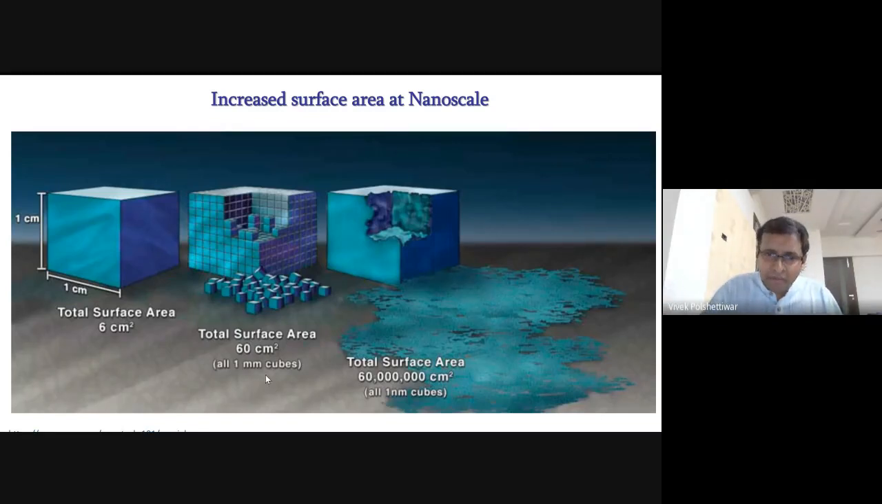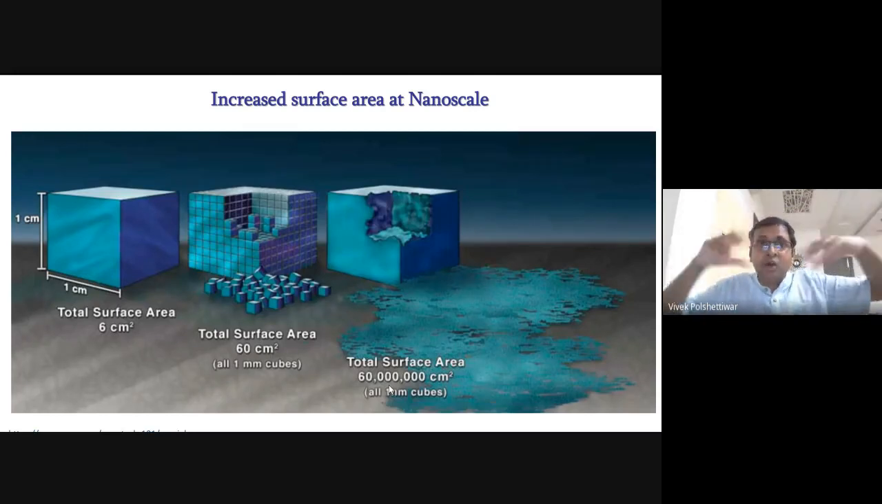But now, if I reduce that 1 mm to 1 nanometer cubes, then see the increase in the surface area. 60 centimeters squared to 60,000 centimeters squared. So a dramatic increase in the surface area. And that is the very first reason why these materials at nanoscale show dramatic properties. Because when I say I have high surface area, that means most of the atoms are now on the surface.